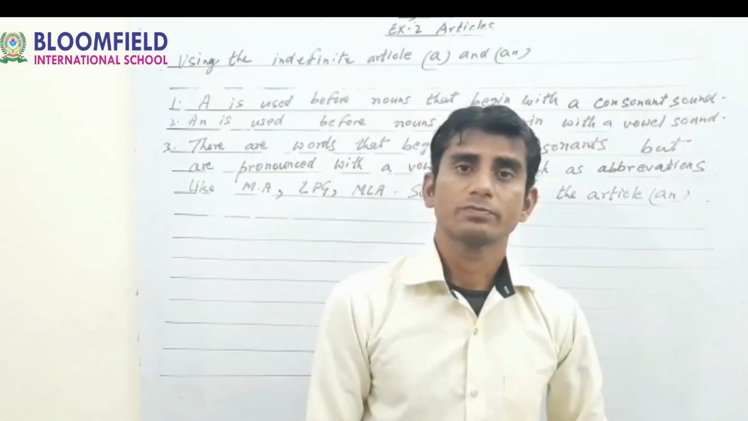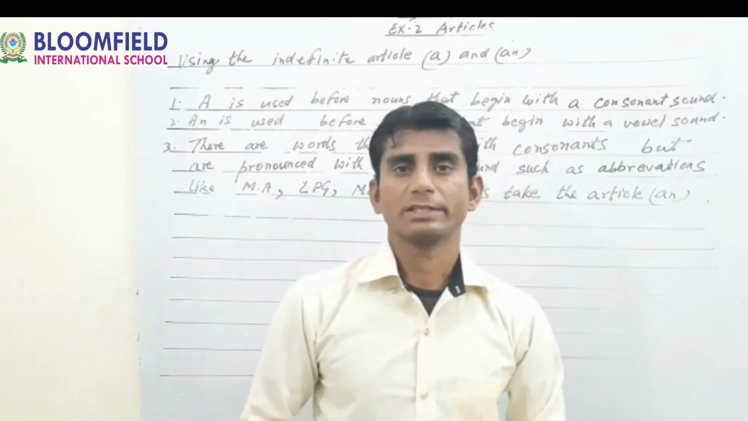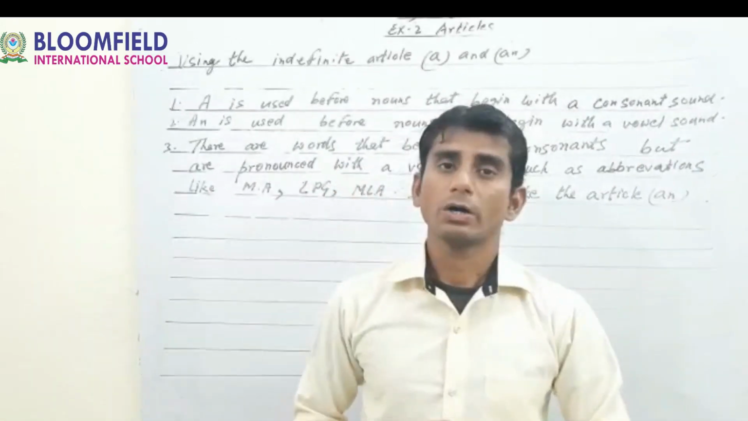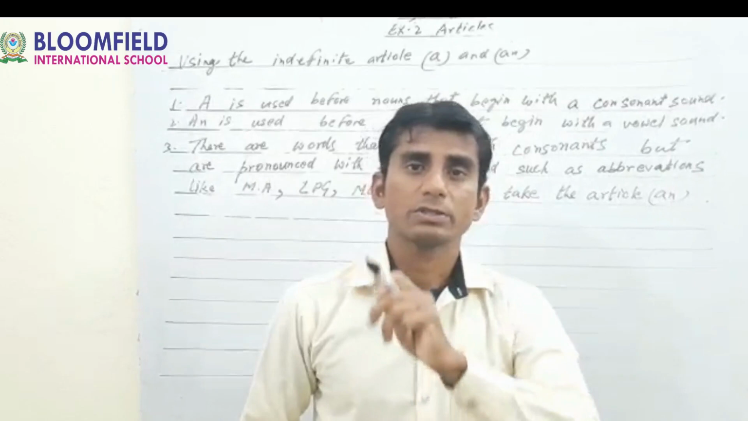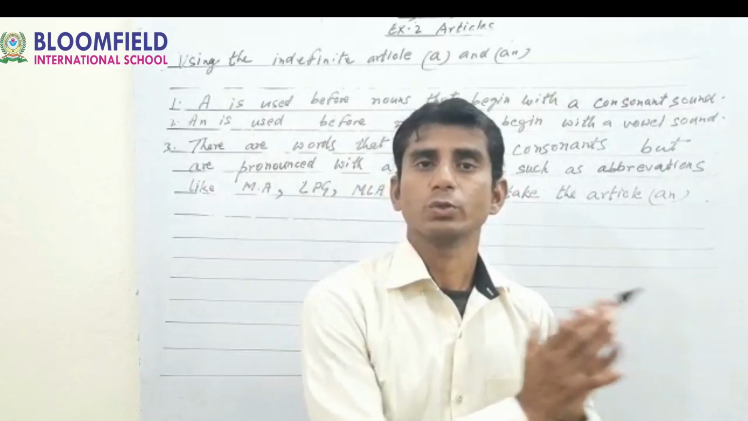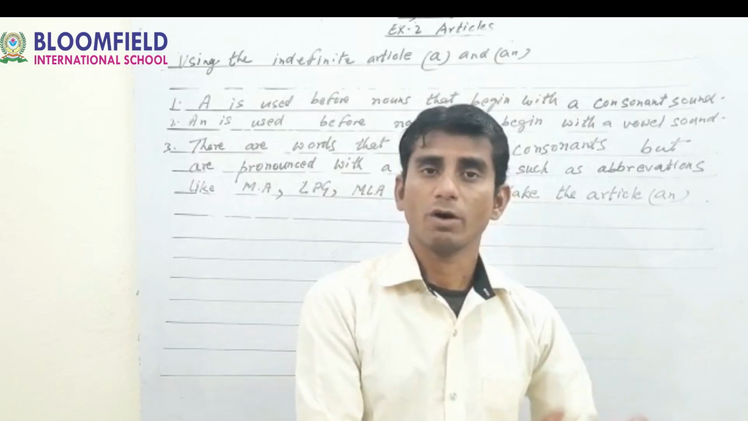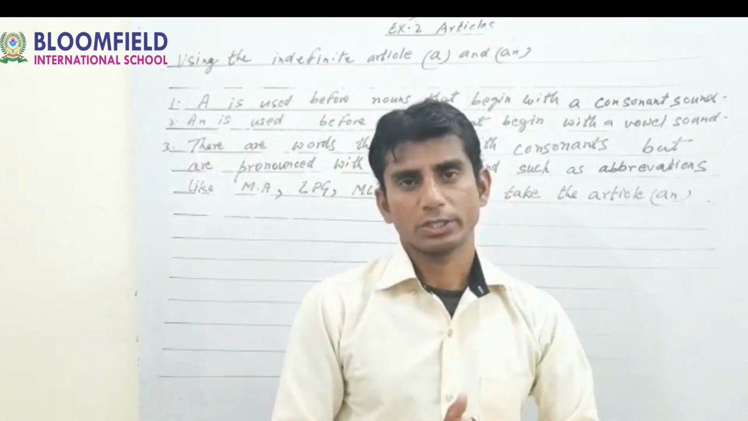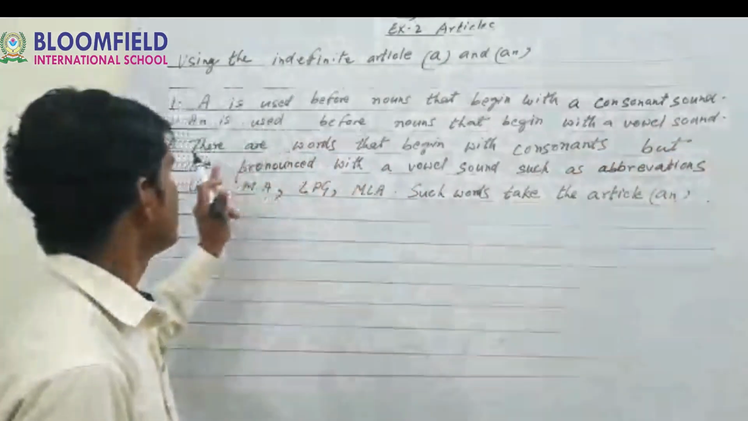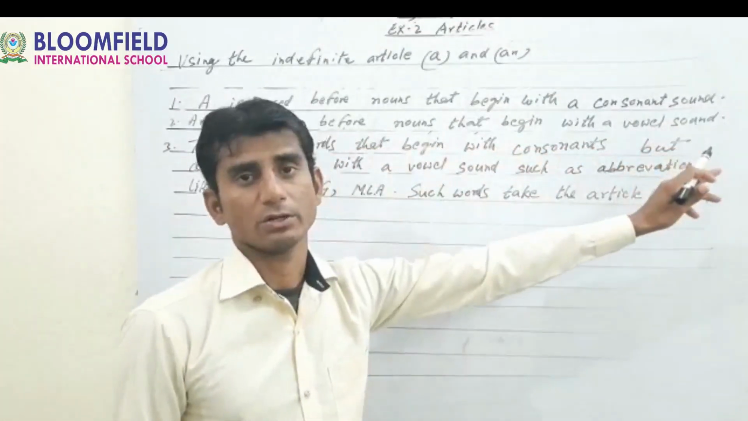Vowel sound and consonant sound. How many alphabets are there? There are 26 alphabets, A to Z. In that alphabet, there are 5 vowels: A, E, I, O, U. We keep A, E, I, O, U as vowels and the rest are consonants, guys. Okay, so that is consonant sound. Next, An is used before nouns that begin with a vowel sound.